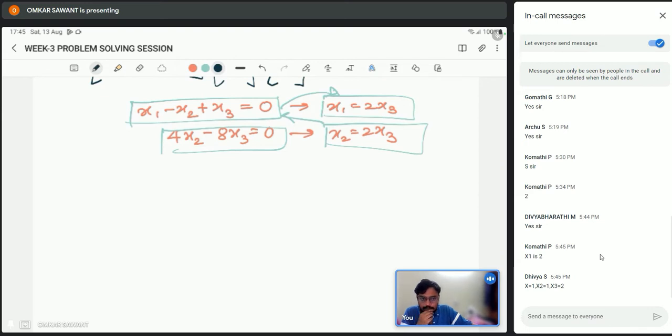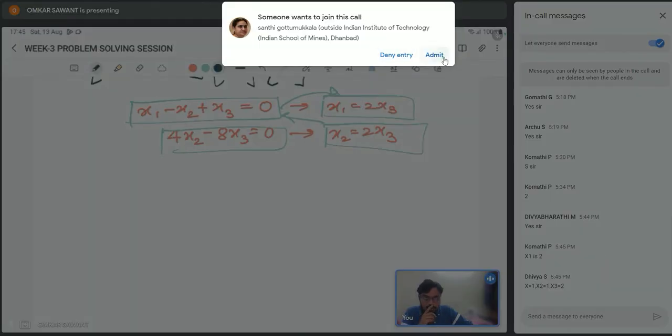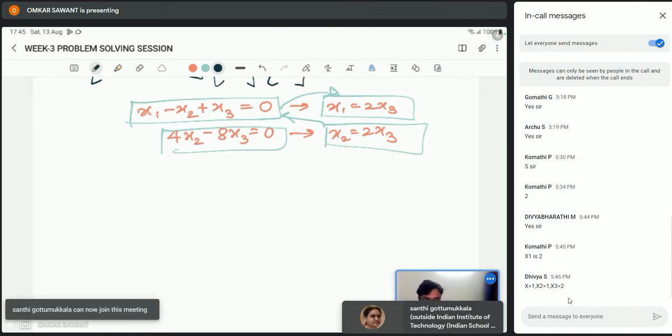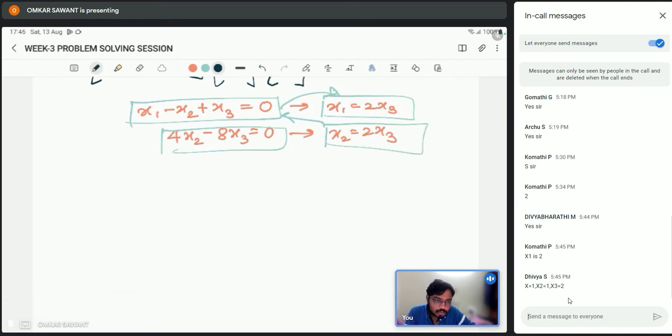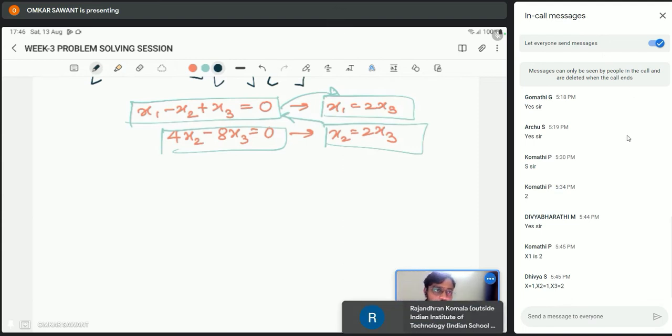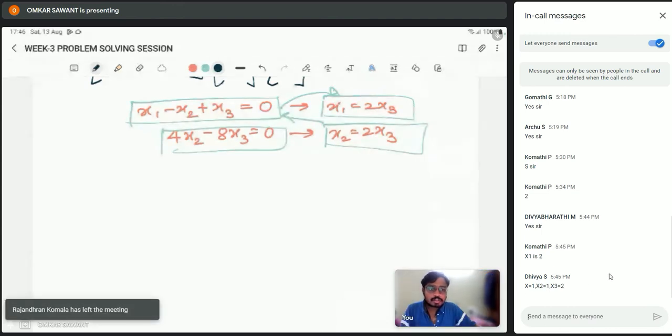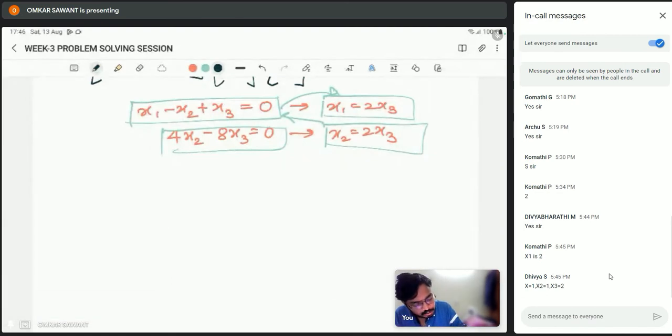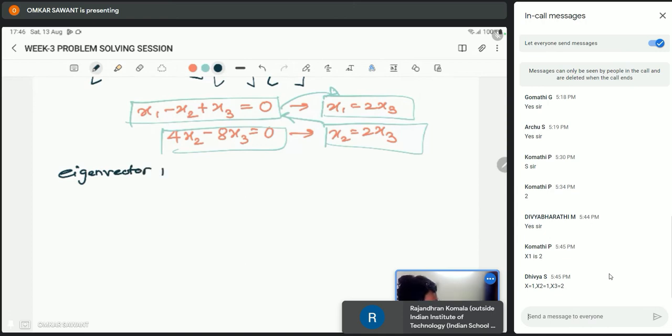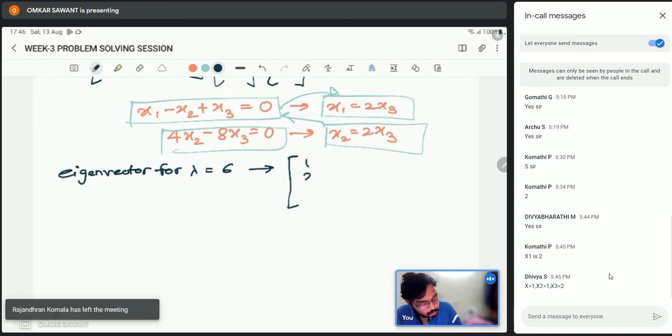Okay, Divya, the answer is correct, but there is a slight silly mistake you have done, I guess. X1 is 1, and which two values are the same, Divya? Your answer is correct, but it's my typing mistake, sir. X1 and X3 equal to 1, X2 equal to 2. Yes, sir, I understood. I was just confirming. Okay, the eigenvector for the 6 is 1, 2, 1. It's correct.